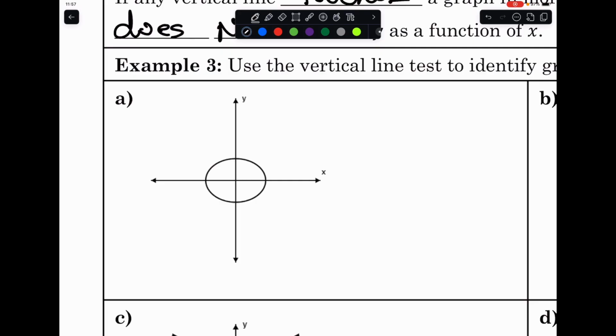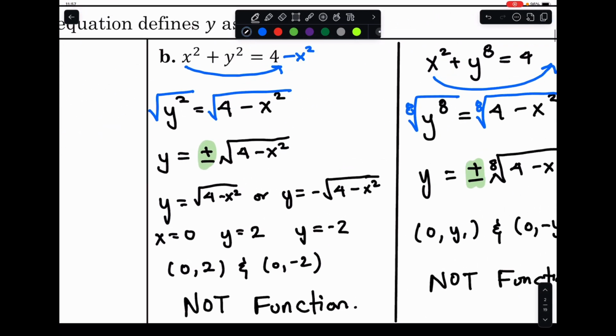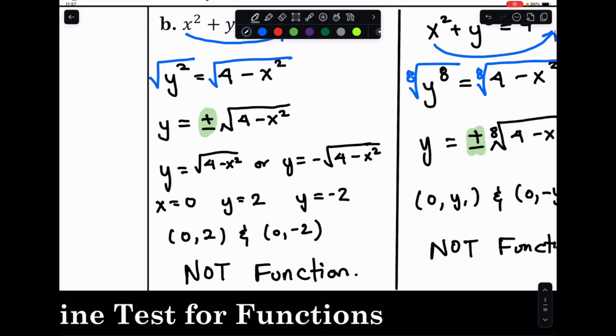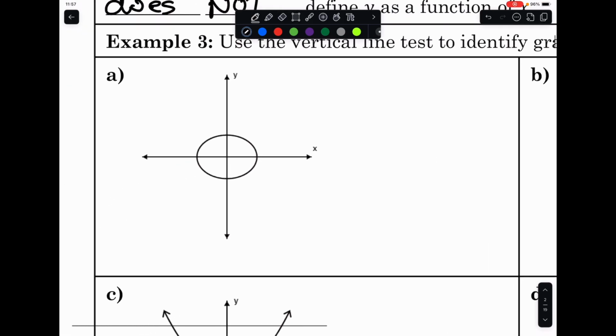Like in this example right here, it looks similar to example 2, this one right here. If I was to graph x squared plus y squared is equal to 4, it would draw a picture very similar to this. It would be more of a perfect circle. This is not exactly a circle, but it would draw something circular like this. When I use the vertical line test and draw a vertical line, I can find a vertical line that intersects the relation more than once. So because of that, this would not be a function.